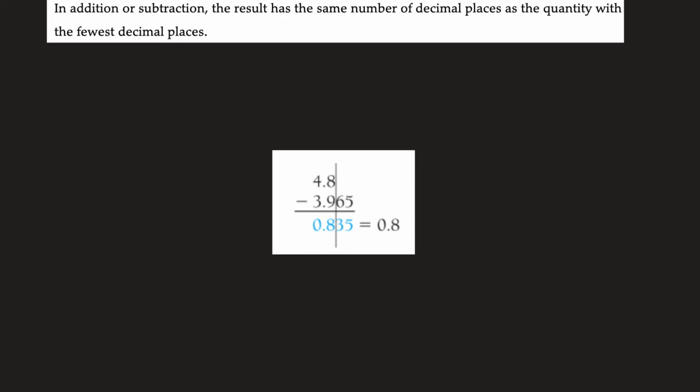So when we do the subtraction, we take a look at the digit after the 8, and that tells us whether we need to round or not, right? Whether that becomes 0.9 or remains 0.8. And because the 3 is 5 or less, we're going to keep the 0.8 and not round it up.